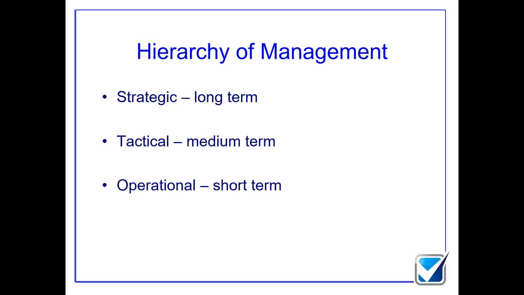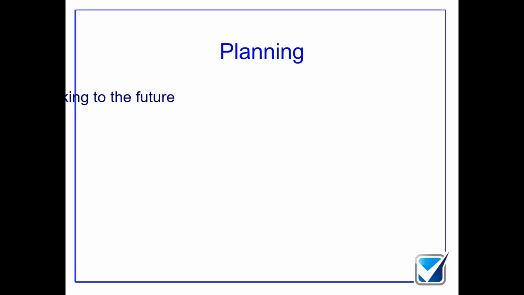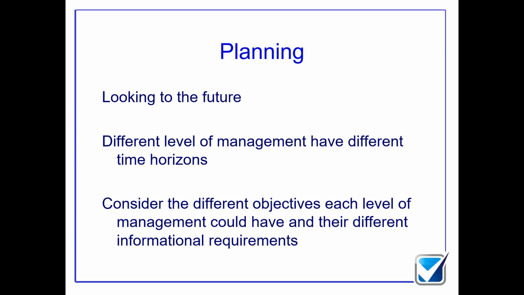So every single type of manager is looking to plan to the future, but they've got different time horizons that their decisions will have an impact across. And these different time horizons mean that each different type of manager needs different types of information. This ties in quite nicely with your accountant and business studies as well. If you think about the different objectives that each level of management have, you can see that they all need different types of informational requirements.